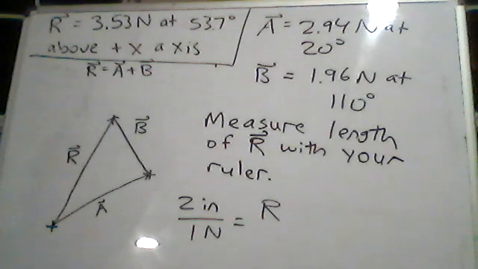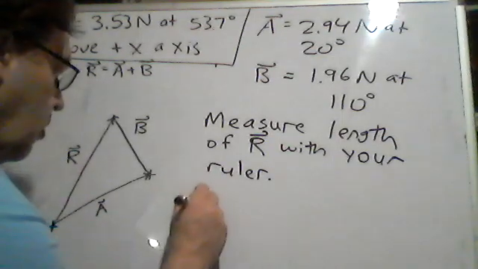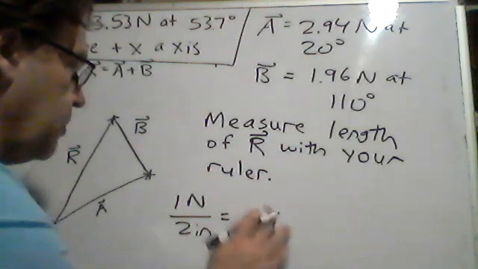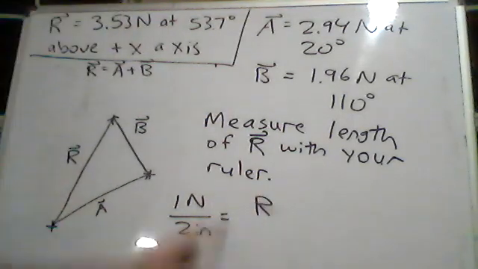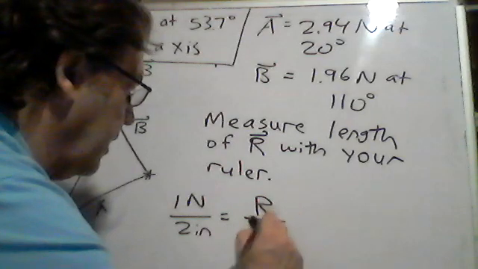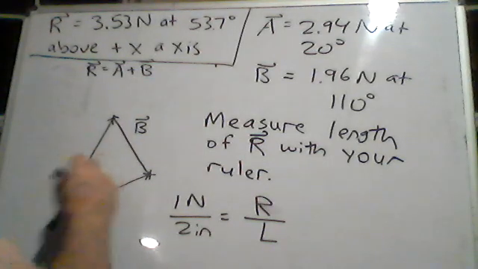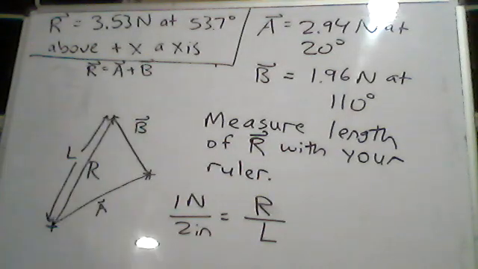It's a length, and that's going to correspond to, let's do it a little bit differently. I'm going to do my proportion a little bit differently: 1 newton per 2 inches. Now, I don't know what this particular force is. That's my actual force R divided by the length, let's say I measured this and I get L. So I go to my ruler, and I measure the length of this vector that I'm calling R. But what I really want to do is figure out what that force is.